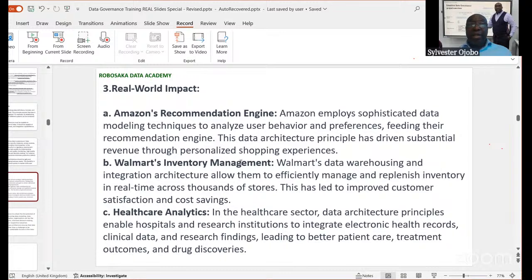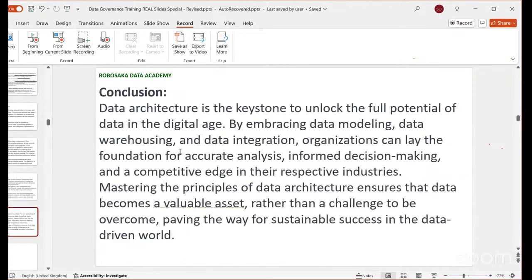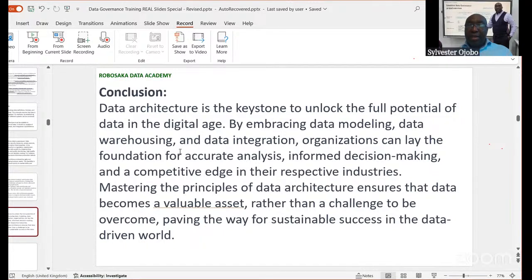We can have more real world impact on architecture, proper data architecture. Okay, do we understand that, everyone? Yeah. Good. So in conclusion, the architecture actually unlocks the full potential of data in this data-driven age. And data modeling, data warehousing, and integration are the key architecture. So organizations can lay the foundation of accurate analysis, have informed decision-making, and have a competitive advantage over their competitors in the same industries.